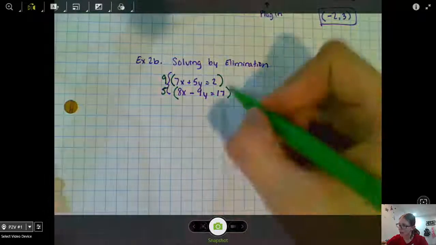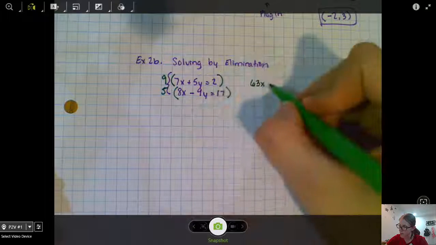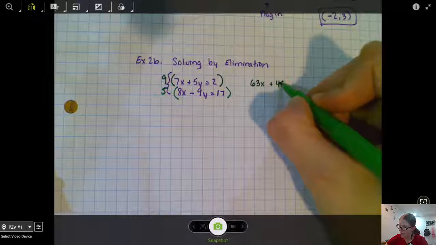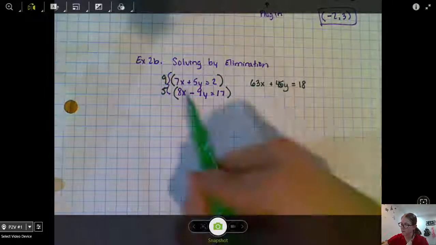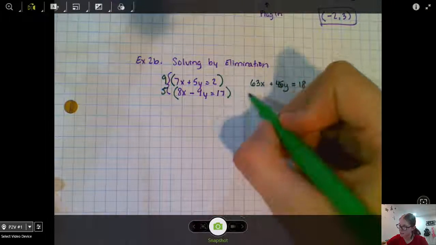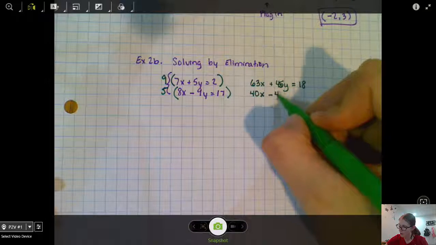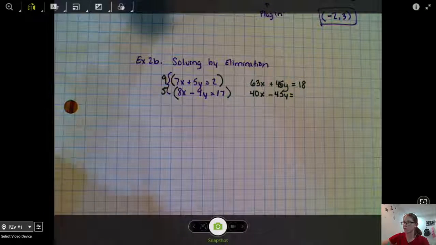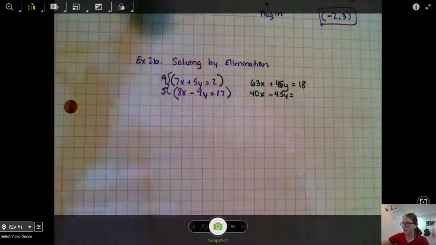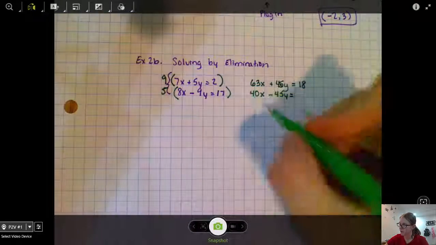So 9 times 7x is 63x plus 45y equals 18. 5 times 8x is 40x minus 45y equals, I think that's 85. Yep.